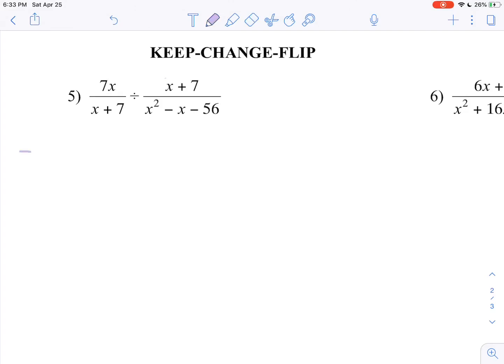So what you're going to do is change this to multiplication first. So remember, we keep the first fraction the same. We change to multiplication, and then you flip the second fraction. So the second fraction becomes x squared minus x minus 56 over x plus 7. See, now that it's a multiplication problem, those x plus 7's aren't going to cancel out. Those are on the same level. You can't cross out things that match if they're on the same level. So if they're both in the denominator, they're not going to cancel out. You always need something from the numerator and something from the denominator in order to cross out.